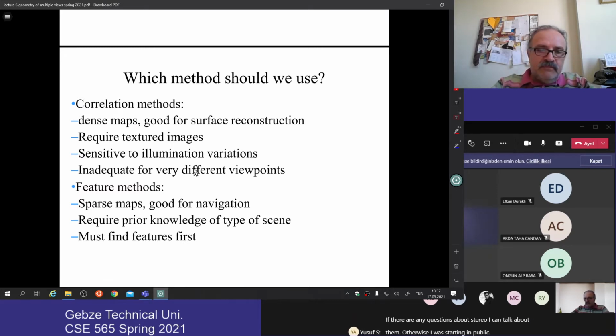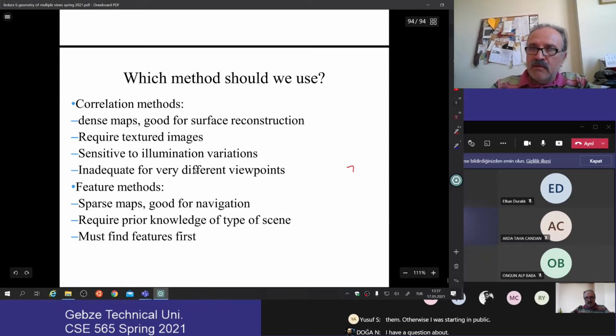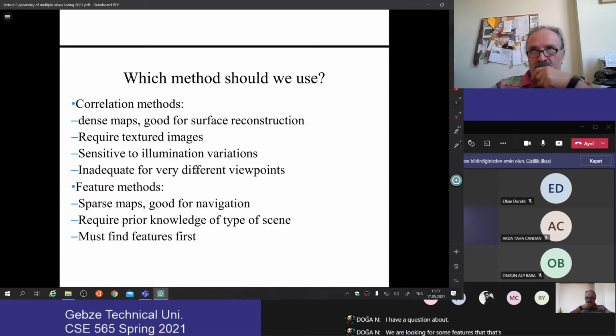I have a question about, we are looking for some features that's matching. In stereo, we only look at the epipolar lines to search. But in other lessons, like in I think SIFT lessons, we search the whole image, and I think epipolar plane search is the difference of this. Am I understanding it right?